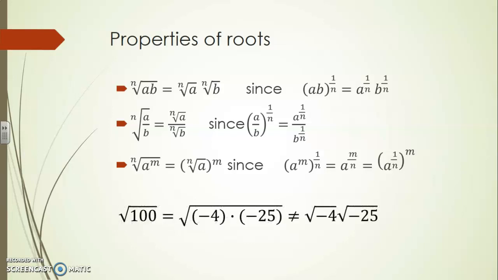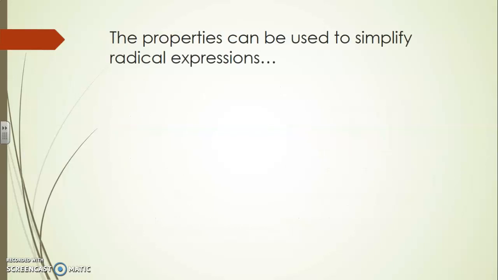For instance, 100 is equal to minus 4 times minus 25, but in such a case we would not be allowed to split the roots because the root of minus 4 and the root of minus 25 are not defined individually. Properties can be used to simplify radical expressions.